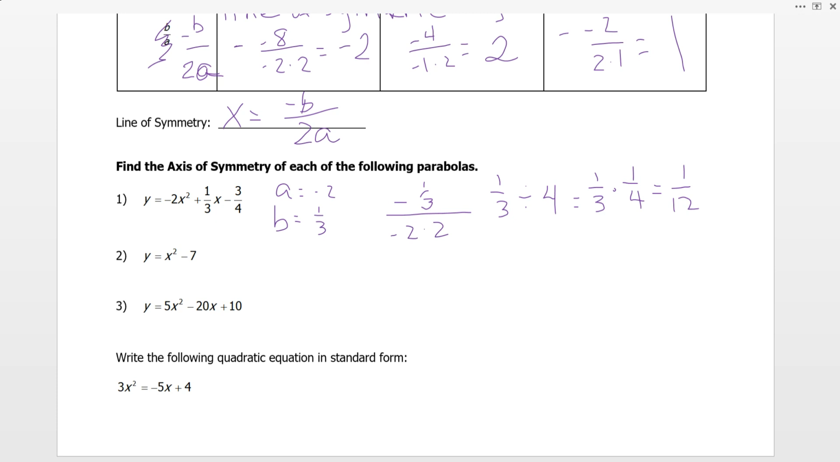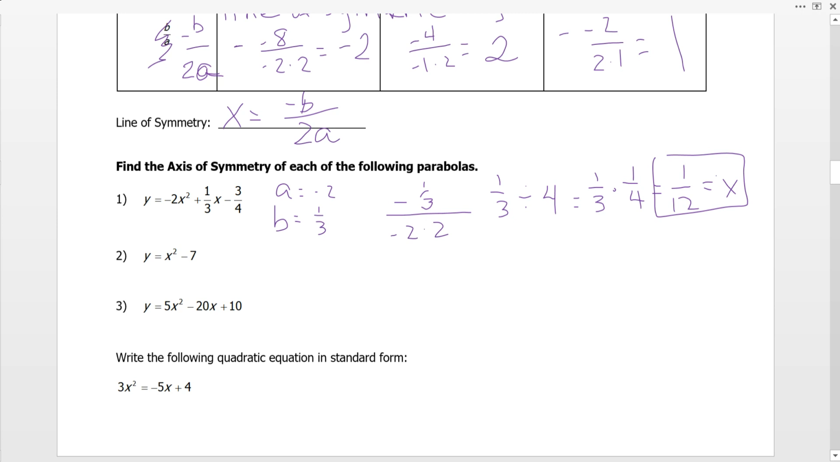Okay. It's a -3 1/3. And it's 2 times -2. So it's -4 divided by 1/3, -1/3. And it looks good to me. Okay. So x equals -1/3 is our axis of symmetry.